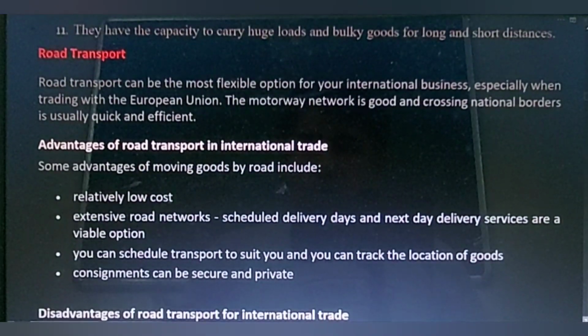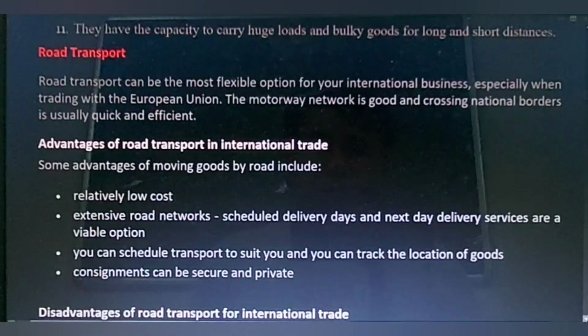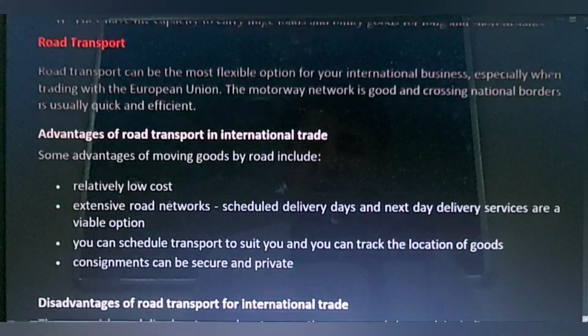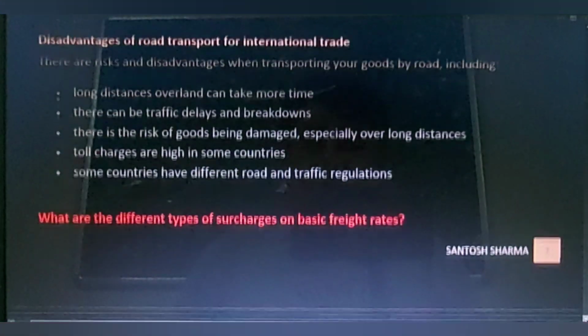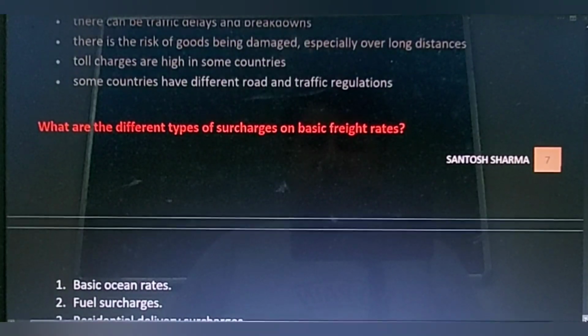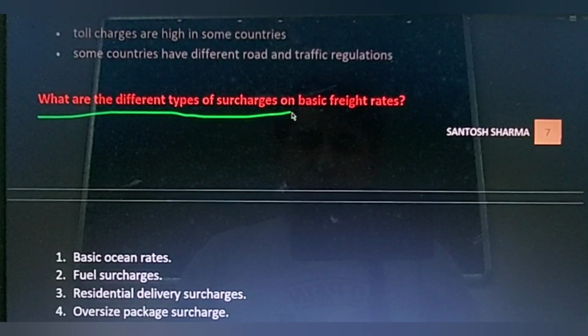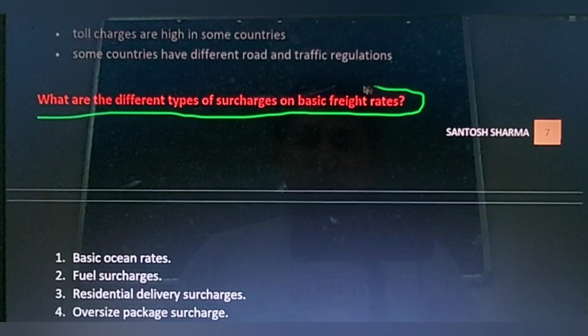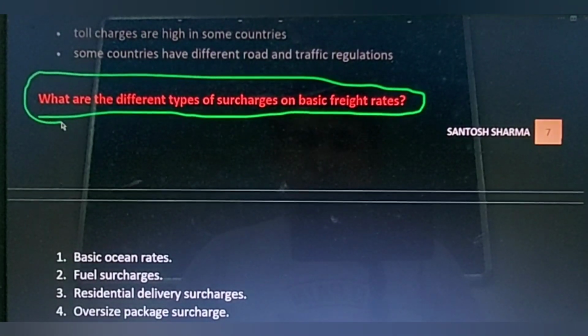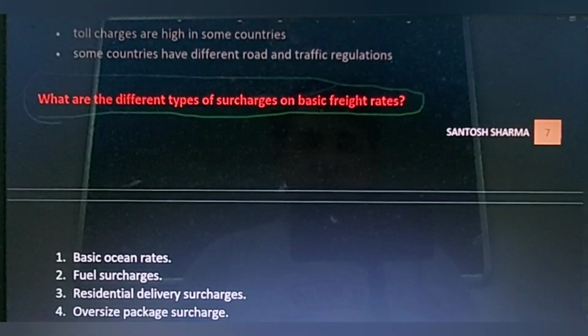And like that, road transport, how it plays an important role, and what are the advantages and disadvantages of road transportation. बहुत simple question है. Okay, now let's see. ये बहुत ही important question है. What are the different types of surcharges on the basic freight rate? ये बहुत बार previous exams में strike किया हुआ है question.